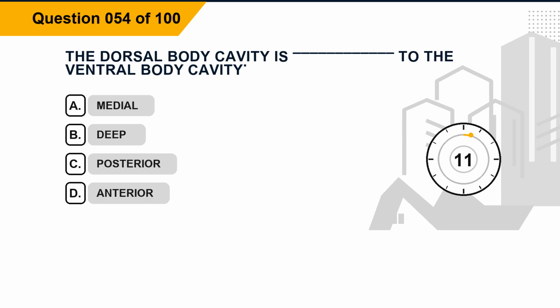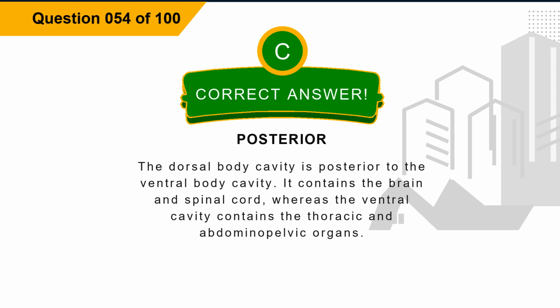Question 54. The dorsal body cavity is blank to the ventral body cavity. Option A, medial. Option B, deep. Option C, posterior. Option D, anterior. The correct answer is option C, posterior. Explanation: the dorsal body cavity is posterior to the ventral body cavity. It contains the brain and spinal cord, whereas the ventral cavity contains the thoracic and abdominopelvic organs.